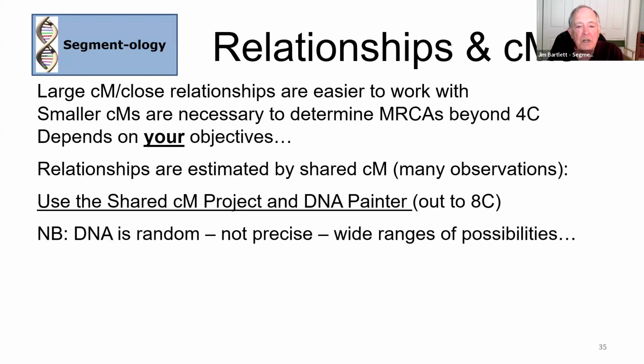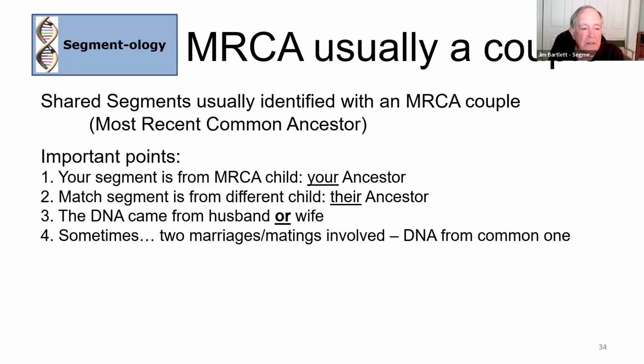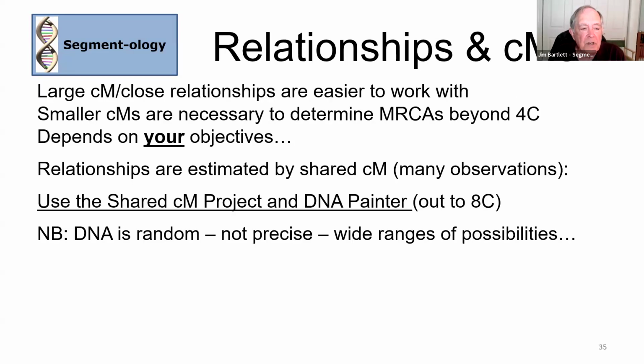So, large, let's see, am I doing this right? Yep. So the large cMs are close relationships. They're easier to work with. I recommend that you start with your largest ones and work down. Smaller cMs are necessary to determine MRCAs beyond fourth cousins. It depends on your objectives. And I recommend you start with your closest ones and work your way back as you want.